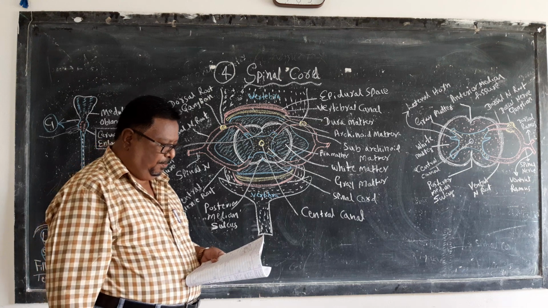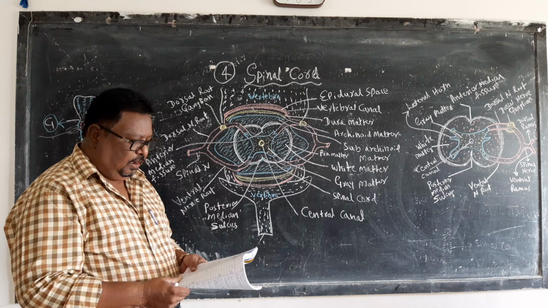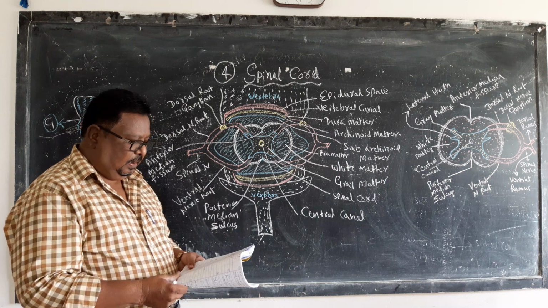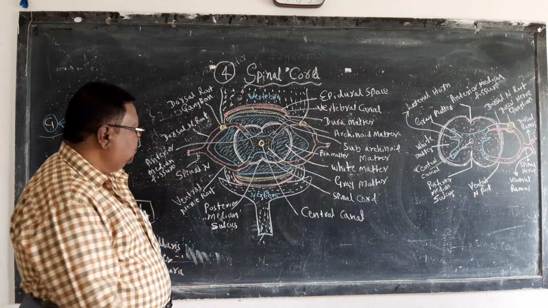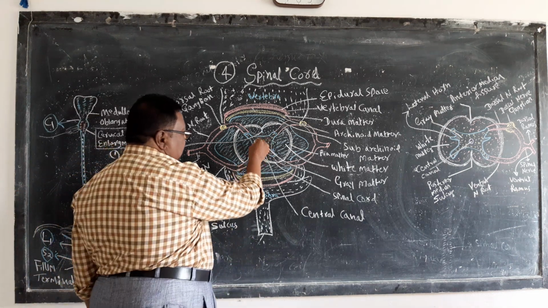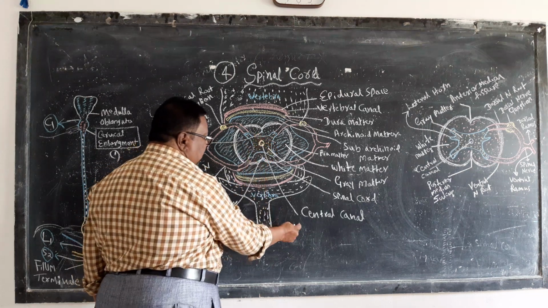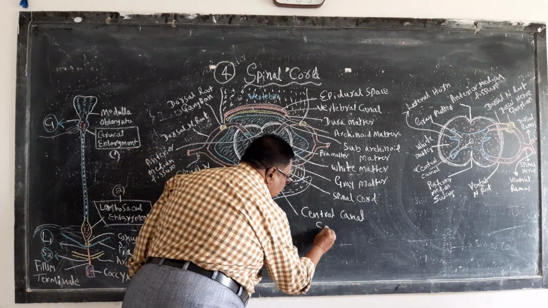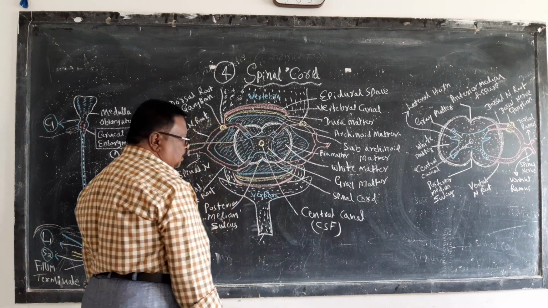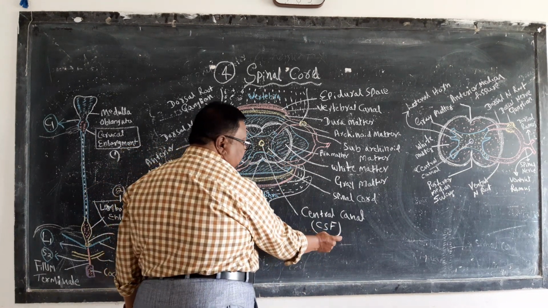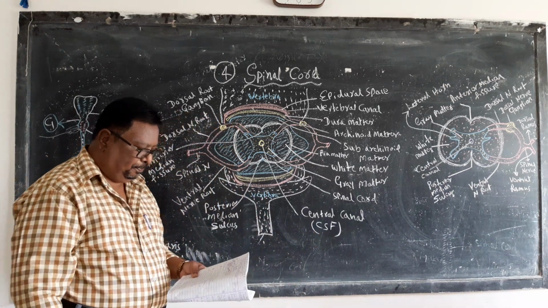The gray matter is H-shaped. At the center of the gray matter, there is a central canal containing CSF, cerebrospinal fluid. The central canal is continuous and filled with cerebrospinal fluid.